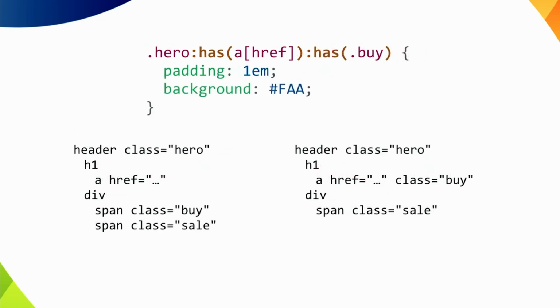And here, we have two scenarios in which an element with a class of hero is matched by the has. In the first example, there's a link, and then there's a span with a class of by. In the second example, the link is also the element that has a class of by, but that's okay. Both has conditions are met, so the has is matched and the header gets styled.